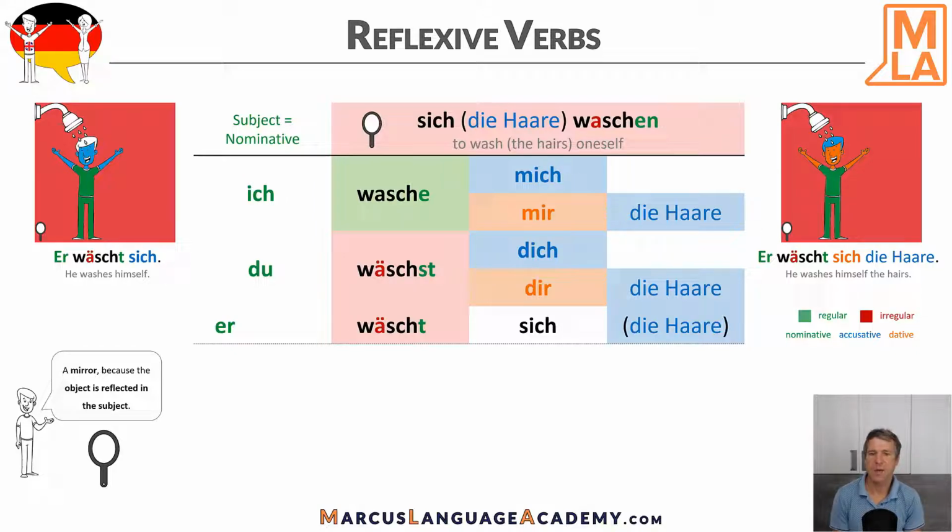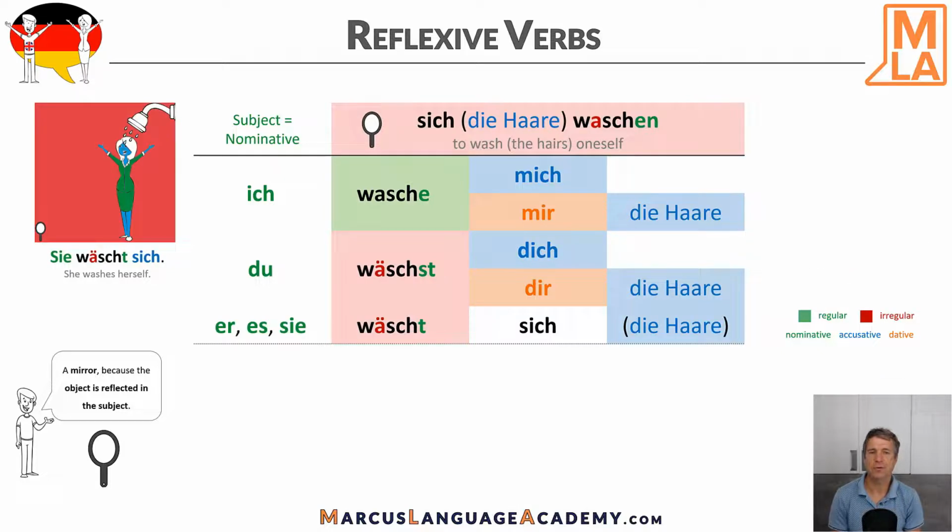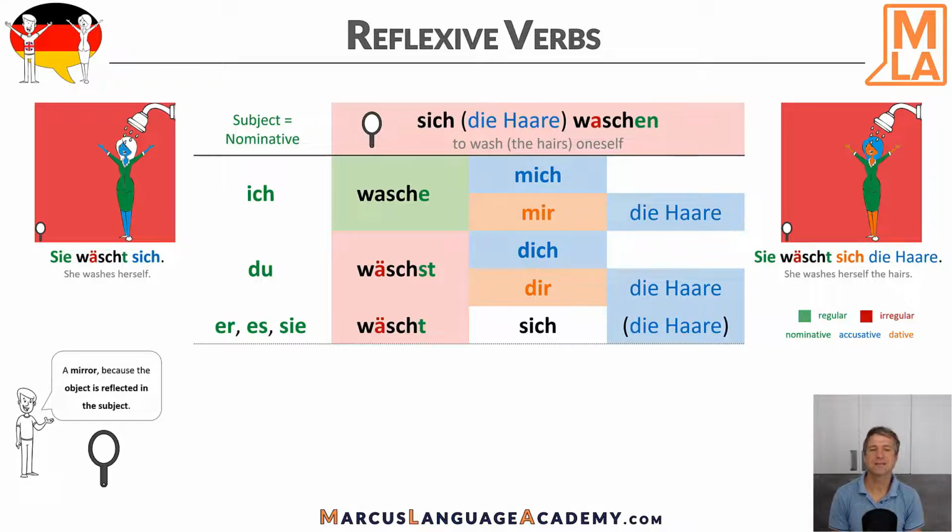And it gets even better because the third person always uses sich as the reflexive pronoun. So here's an example with she. So sie wäscht sich. She washes herself. And sie wäscht sich die Haare. She washes herself the hairs.